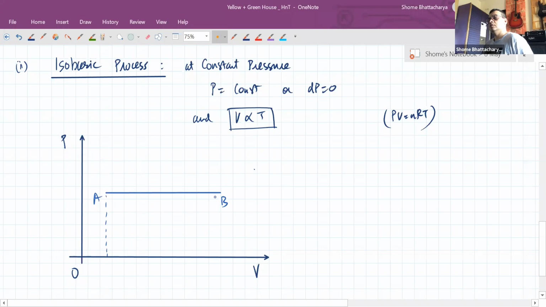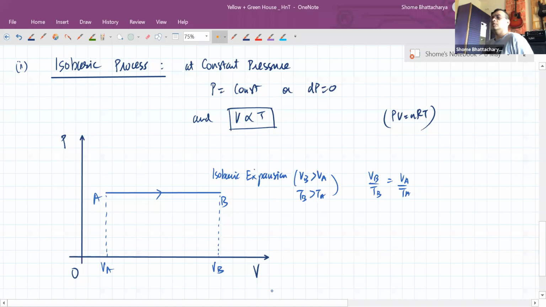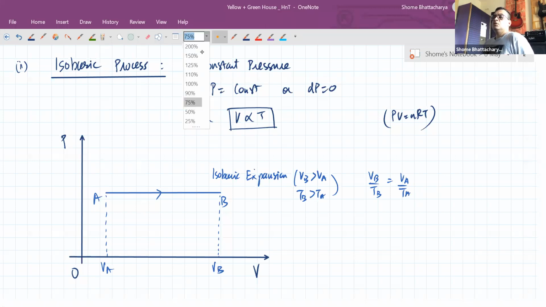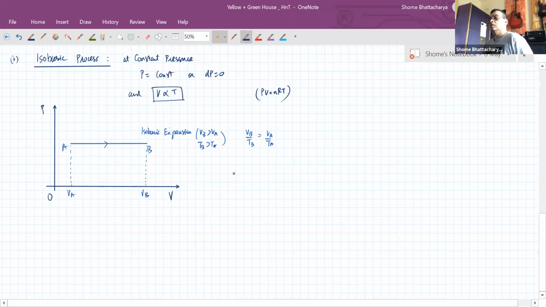So you can see that, for example, if I'm going from A to B, the volume is expanding. This would be an isobaric expansion. The volume at B is greater than volume at A. So temperature at B is also greater than temperature at A. Now coming to the specifics of the isobaric process, delta U of course is defined as nf/2 R delta T.